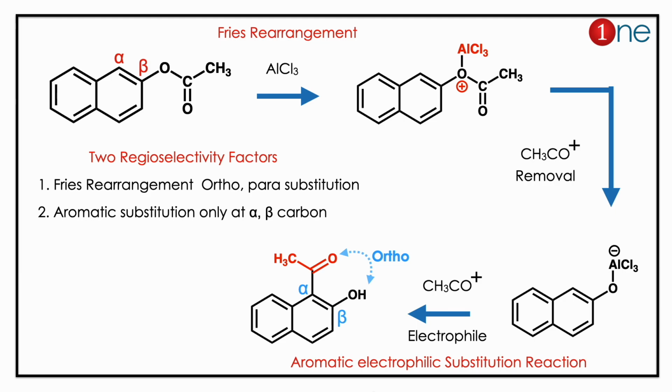Fries rearrangement favors ortho and para. Naphthalene favors alpha and beta.